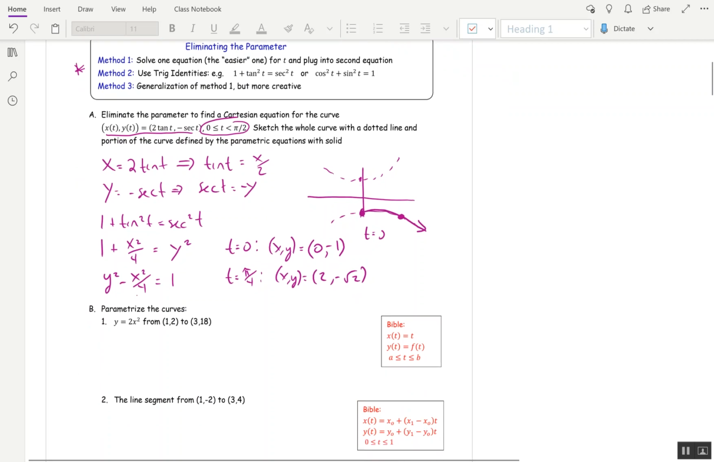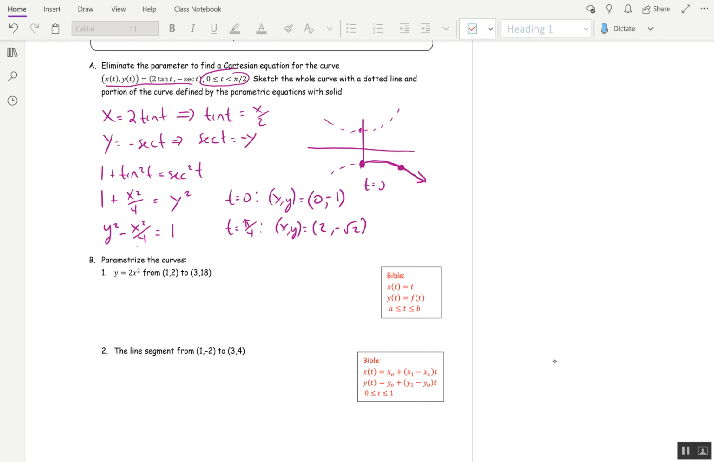All right, going in the other direction, we had a parametrization Bible, and so I've copied down 2 of the formulas in that Bible, the 2 relevant for these problems. This first one is of the form y equals f of x. So x comma y, just reading from my Bible here, I let x be t, and y is f of t, which is 2t squared. And then t goes from a to b. A is 1, and b is 3.